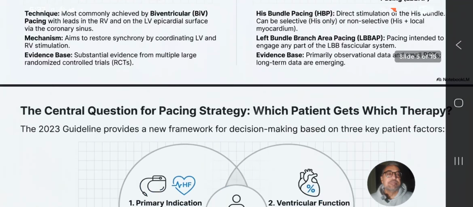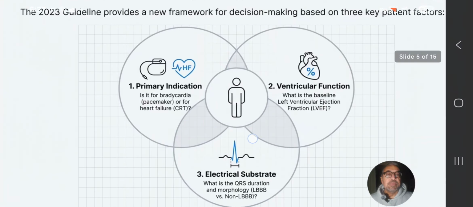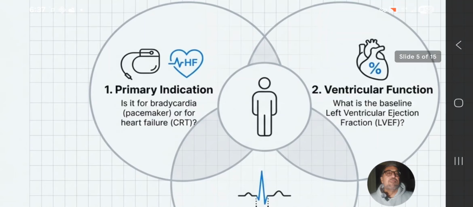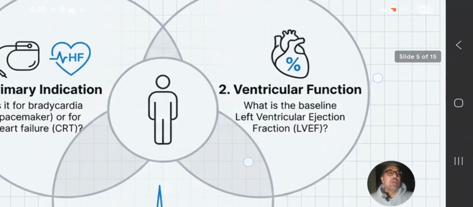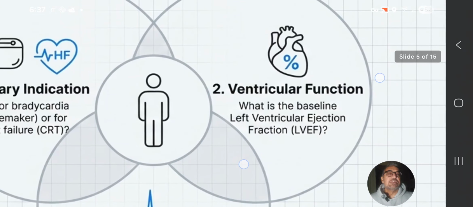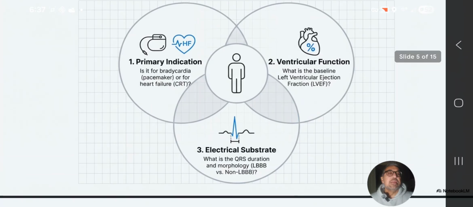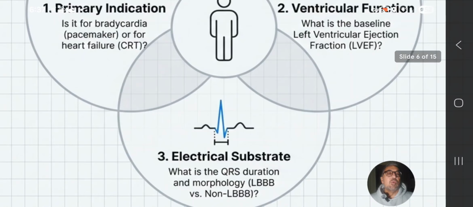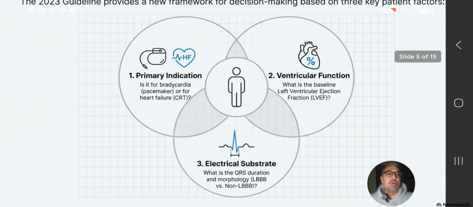It's intended to engage a part of the left bundle or its fascicles. So, when you consider pacemakers, is it primarily for bradycardia or for heart failure? What is the patient's heart function at baseline? And the electrical substrate: what is the QRS duration and morphology? Left bundle or non-left bundle?